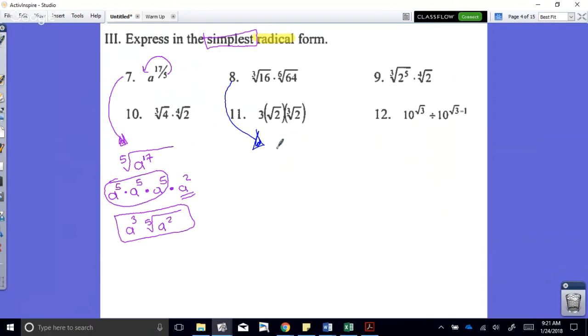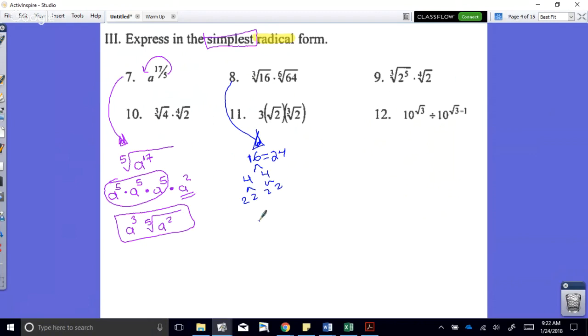Number 8. The cube root of 16 times the 6th root of 64. There are a couple different ways you can do this. First of all, though, to be able to multiply these radicals, we have to have the same index. Now we don't. We're going to convert this to exponential form, and before we do, we're going to see if we can break down. So I've got 16. Okay, 16 is 4 times 4, which is 2 times 2 times 2 times 2. So 16 is 2 to the 4th.